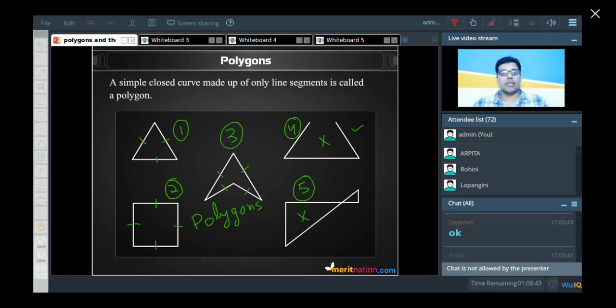Now, what are polygons? Polygons are simple and closed curves made up of only line segments. They are called polygons.